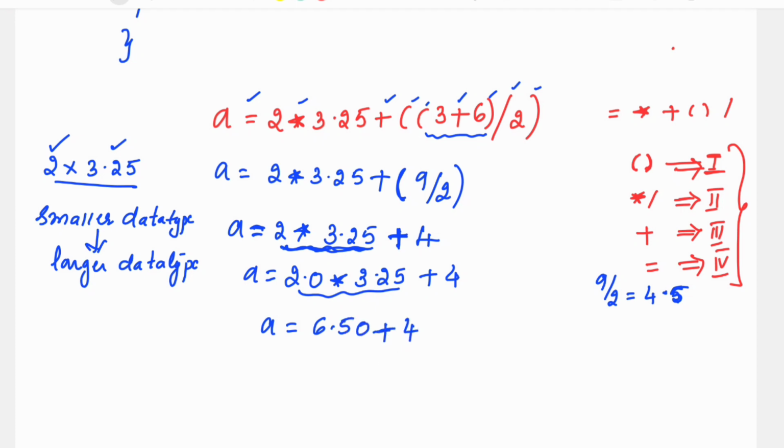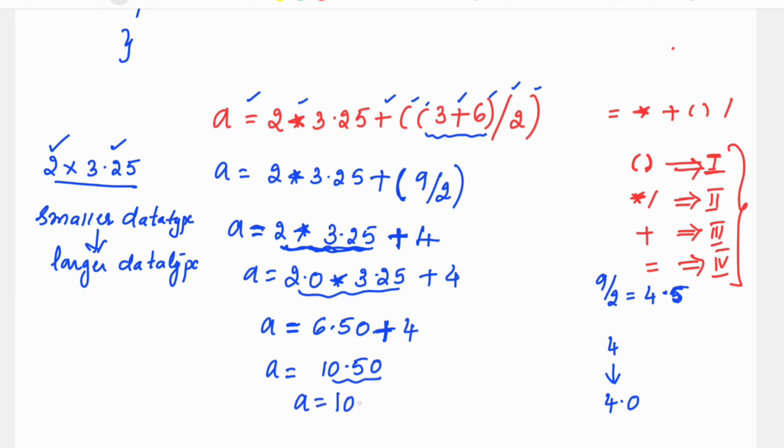Now you have only two operators, one is plus and another is assignment. So plus has got the highest precedence. Now in this case, once again it is a mixed mode. So 4, an integer data type, is getting converted into a floating value. So it will be 4.0. So 6.50 plus 4.0 becomes 10.50. Now the final answer for this will be a equal to 10.